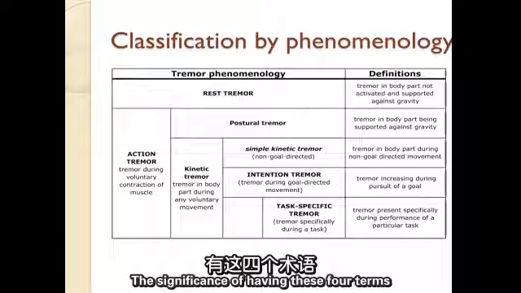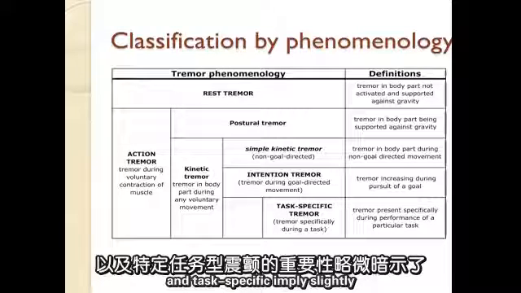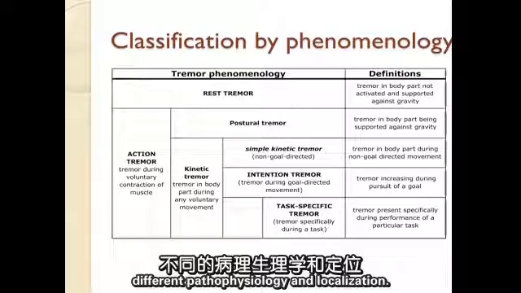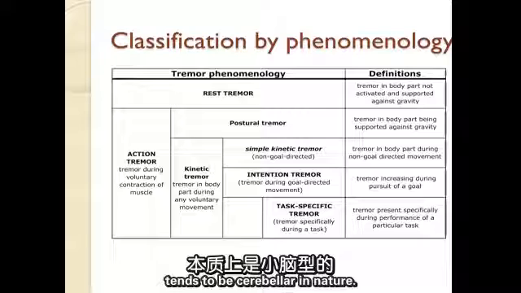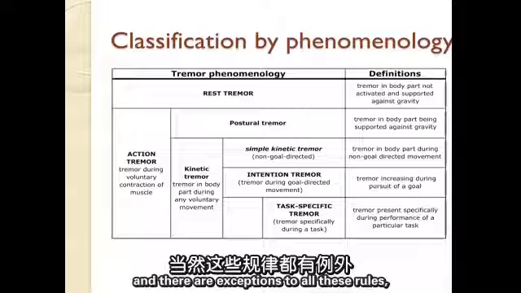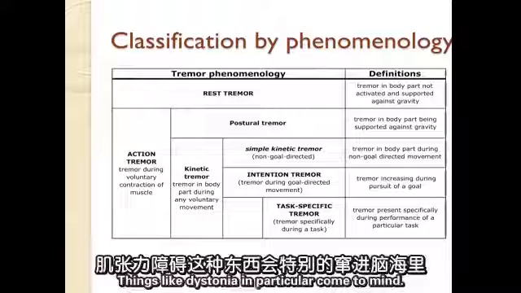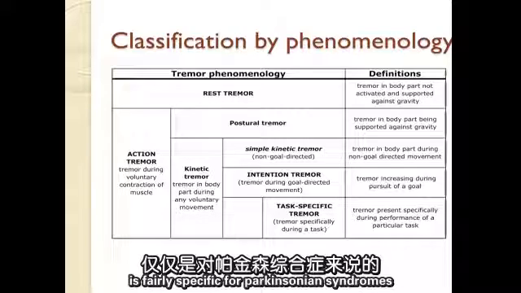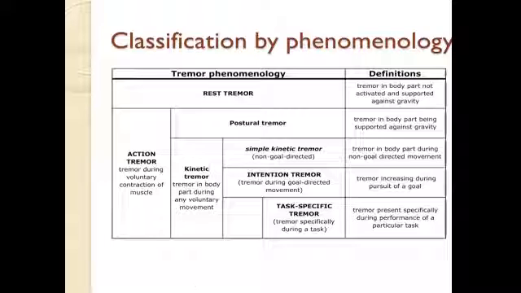The significance of having these 4 terms, rest tremor, action tremor, intention, and task-specific, implies slightly different pathophysiology and localization. So the intention tremor I mentioned tends to be cerebellar in nature. The task-specific tremor, and there are exceptions to all these rules, tends to make you think of basal ganglia lesions and its context dependency. Things like dystonia in particular come to mind. The rest tremor is fairly specific for Parkinsonian syndromes, and the action tremor is the most nonspecific, but the prototypical disorder is essential tremor. And we'll get into those.